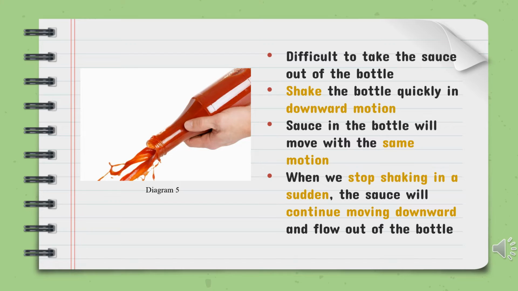In order to take the sauce out of the bottle, we have to shake the bottle quickly in a downward motion. This action will cause the sauce in the bottle to move with the same motion. When we stop shaking suddenly, the sauce will continue moving downward and flow out of the bottle.